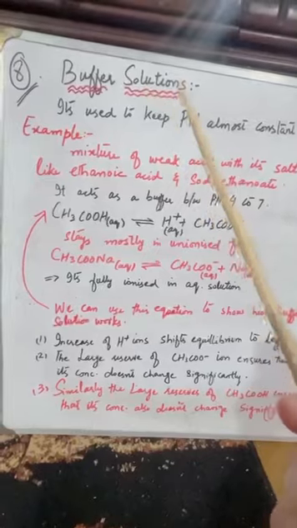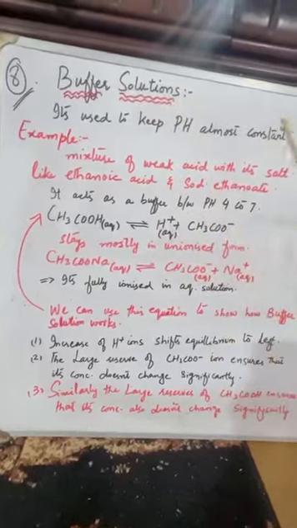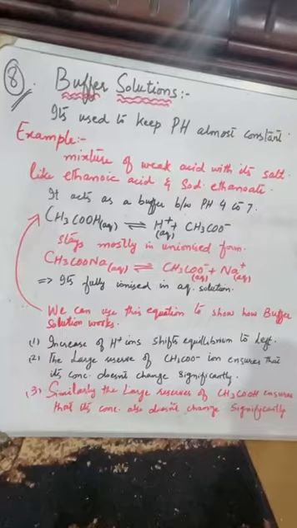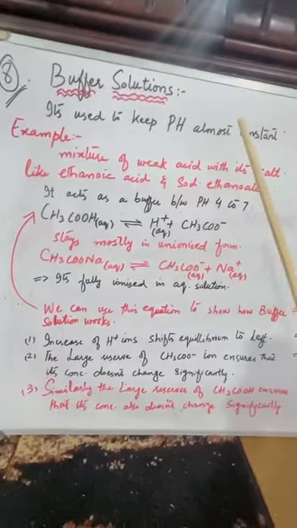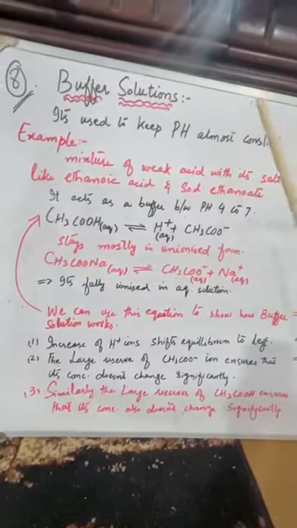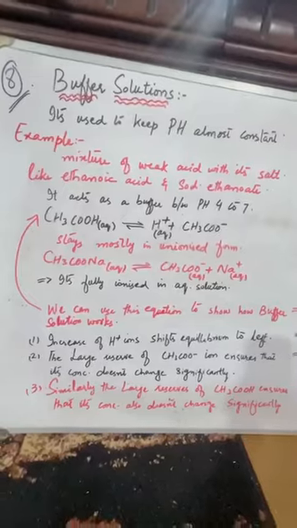You should know what a buffer solution is. Basically, it's used to keep pH almost constant. That is, the pH of the solution remains constant if it's a buffer solution. If you add an acid or an alkali, the change is very insignificant.